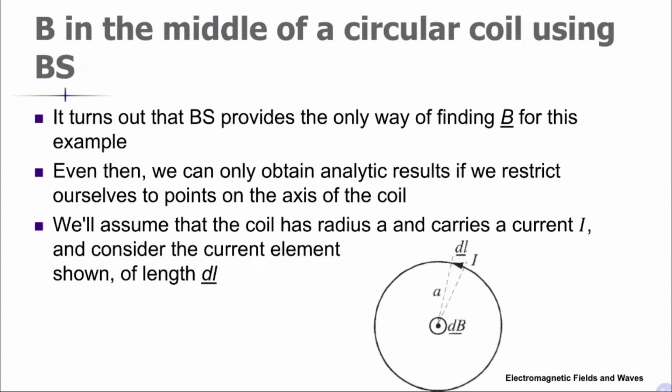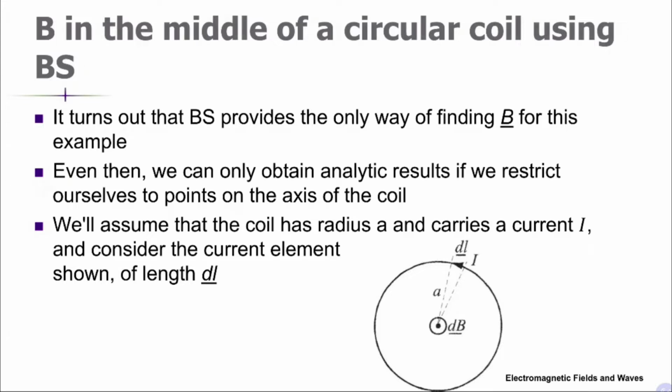Magnetic flux density in the middle of a circular coil using Biot-Savart law. So if you use Biot-Savart law to find out the magnetic flux density here, you have to divide this coil of wire into an infinitesimally small current element, dl, and then you want to sum up all this dl around the coil and work out the contributions.